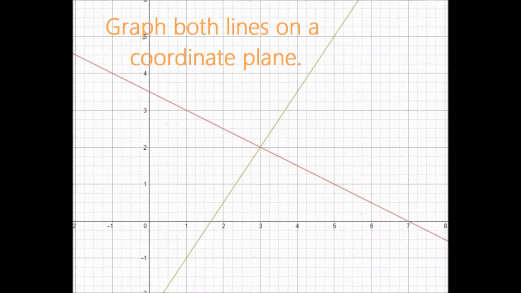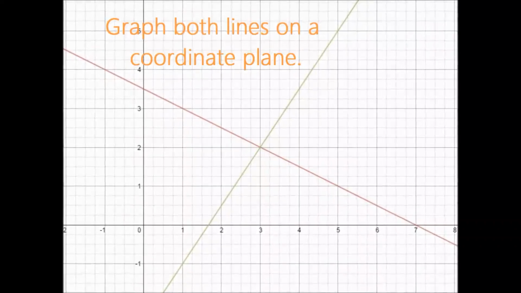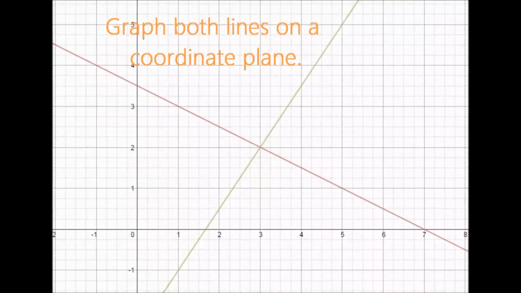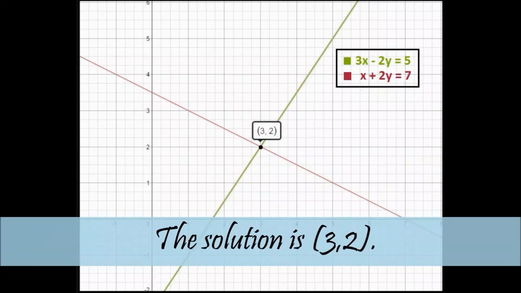Hey, it's Maya and I'm here to teach you how to solve linear systems by graphing. Let's use the two equations from before as an example. In case you forgot, the equations are x plus 2y equals 7 and 3x minus 2y equals 5. First, you graph both lines on a coordinate plane. You can do this by finding the x and y intercepts or changing both equations to slope-intercept form and then graphing them. Then, all you have to do is find the point where your lines intersect. That's it, that's your solution.